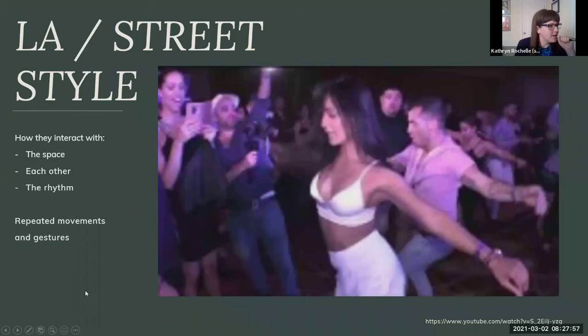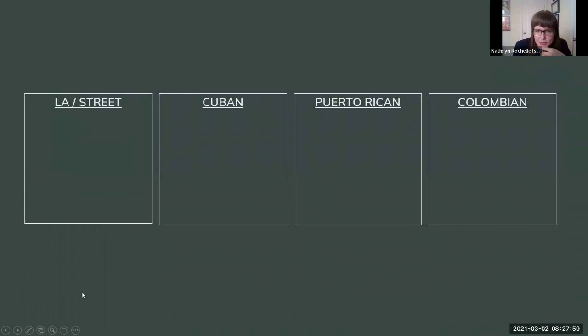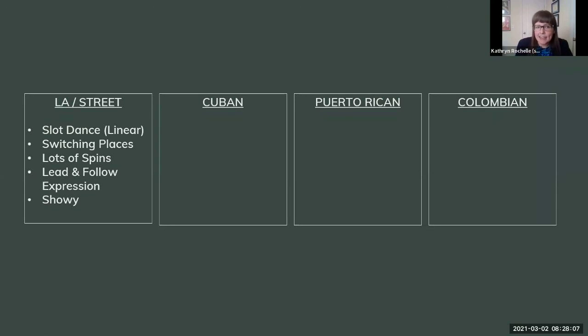Okay, so these are the 4 different styles we're going to look at. The first one being LA street style. It's called both, depending on where you are. So this style of salsa is generally danced in a slot using that linear pattern. There's a lot of switching places. There's also a lot of spins, and both the leader and the follower express the rhythm. They both have opportunities to freestyle and express their interpretation of the rhythm.